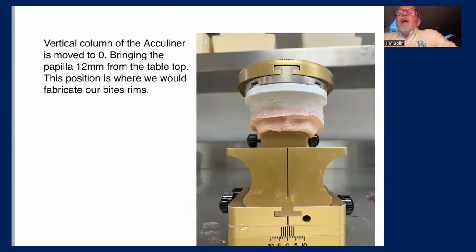Now, we're going to take that vertical column and move it down to 0. In this particular case, that'll bring the incisal papilla 12 millimeters from the tabletop. This is the position that we would fabricate our bite rims in. When you get the case from the laboratory, that F point, or the center point, should be right at the area that we want. If we're looking for, let's say, a female, where we're looking for 2 millimeters of reveal, we'll add a little bit of length to it. If it's a male and we're looking at 0 reveal, we won't add any additional length to it.